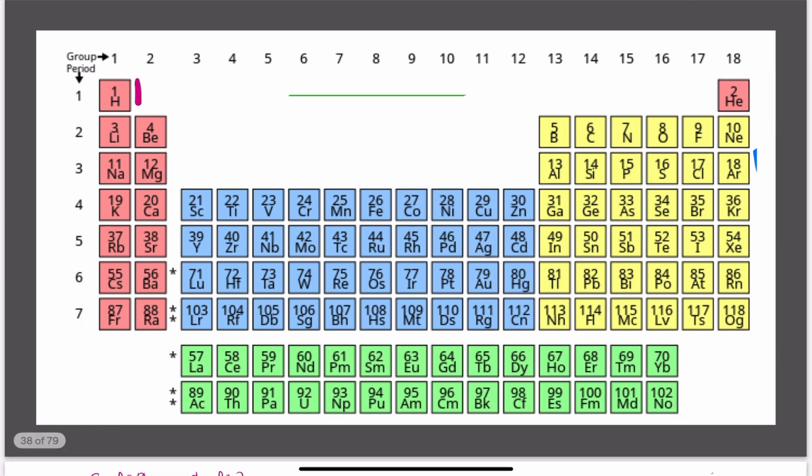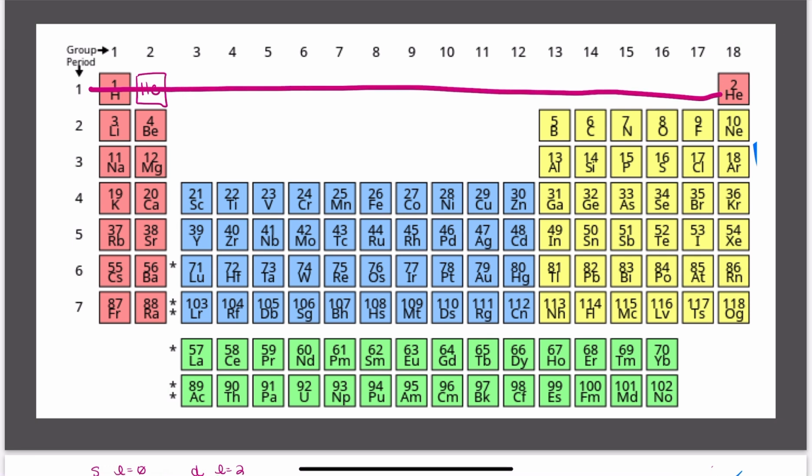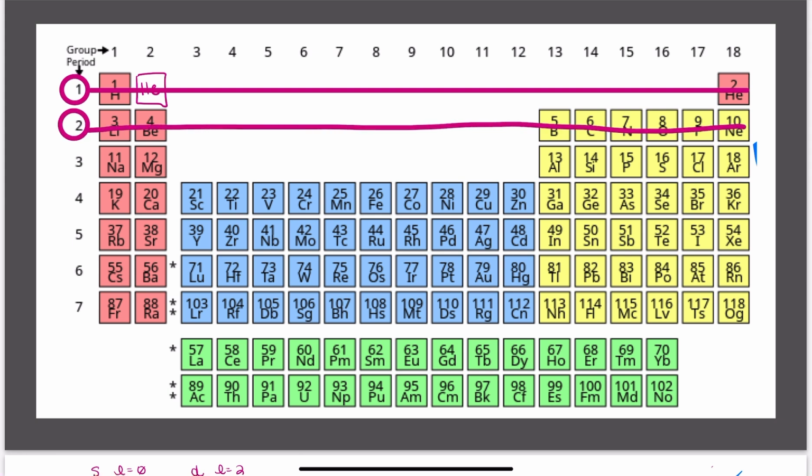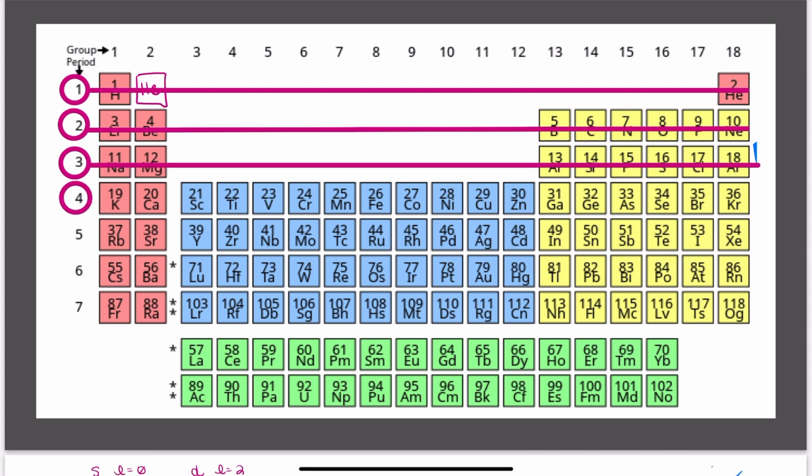So we always start here. Helium does hang out right here. But we're going to fill this going across. So 1s first, helium's on the other side. Then on to our second energy level, 2s, and then our 2p's. On to our third energy level, 3s, then our 3p's. On to our fourth energy level, 4s.